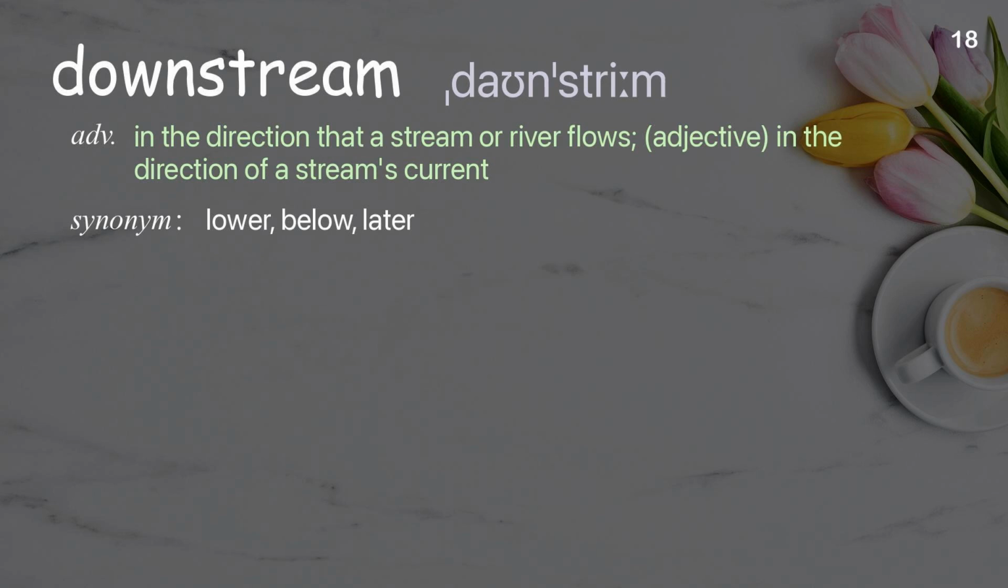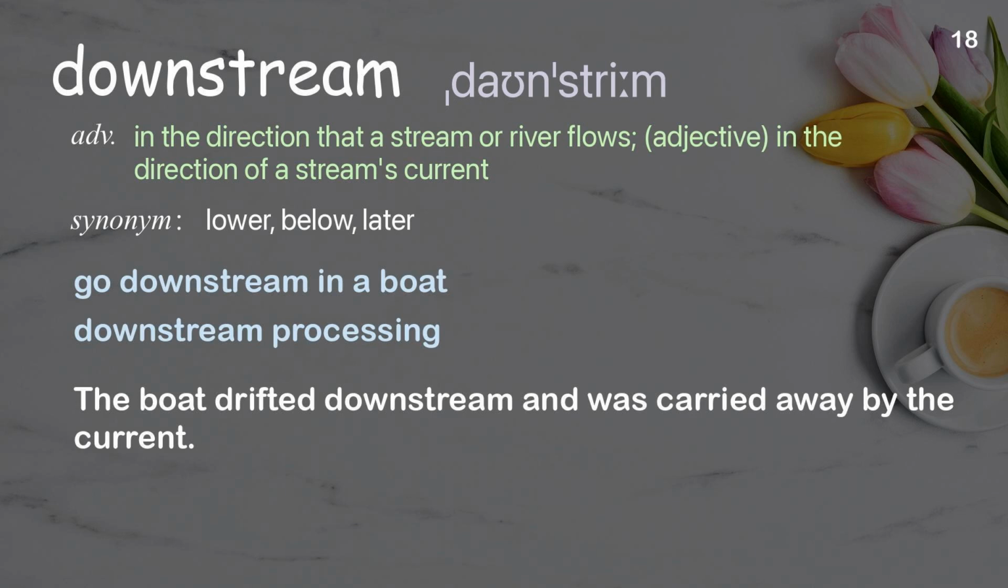Downstream: in the direction that a stream or river flows. Adjective, in the direction of a stream's current. Examples: go downstream in a boat. Downstream processing. The boat drifted downstream and was carried away by the current.